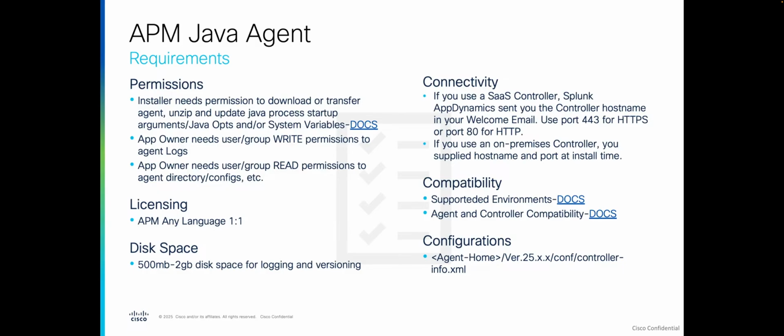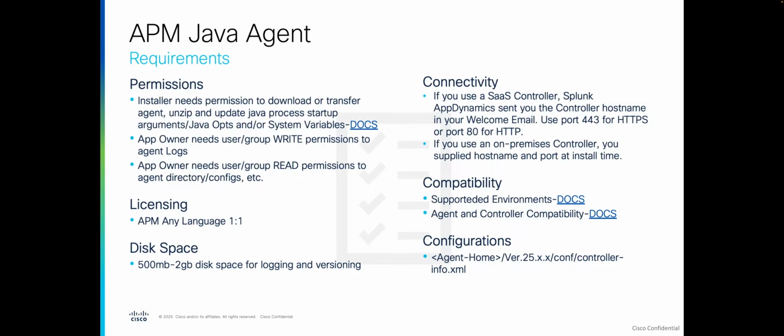Now the requirements, I talked about it already with the permissions. You have to have write permissions for the app owner and read permissions into where the app agent lives. Licensing is 1-to-1. When you purchase them, it's a little bit different, but I'll let your salesperson mention that to you. That's not really my role. But when you have one application instrumented, it will take one license away from that pool.